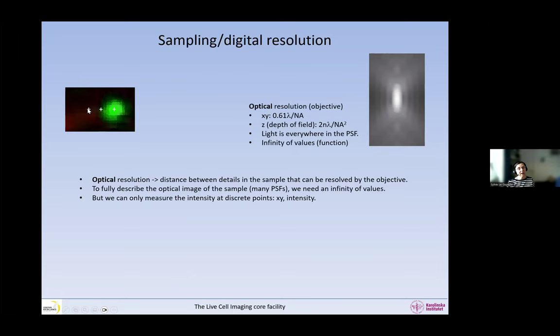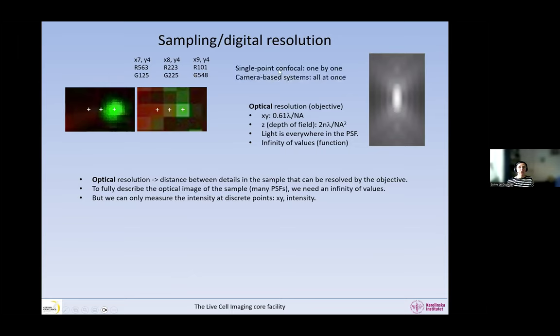So let's say I'm going to image here, and here, and here, and then I'm going to get three sets of numbers, and in each of them, I'm going to get an XY coordinate, and an intensity value for the red channel and an intensity value for the green channel, and I do this three times, and that's what I get. And so I'm only measuring here, here, here. So in single point confocals, we are measuring these pixels one by one, but we can measure the channels together because we have several sensors. And in camera-based systems, it's the opposite. So we measure all the pixels at the same time, but we have to measure the channels one after the next.